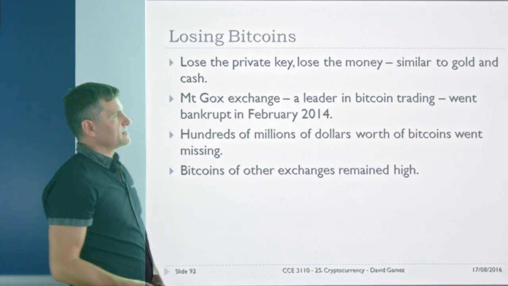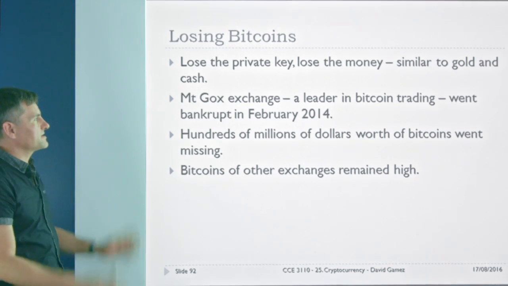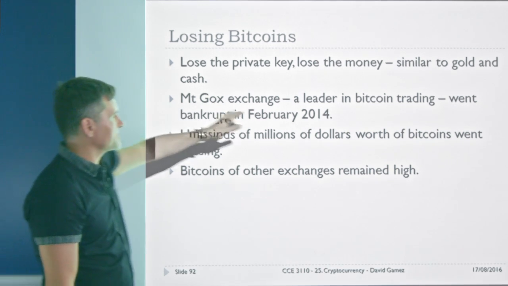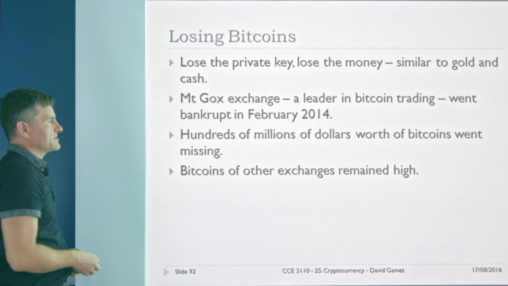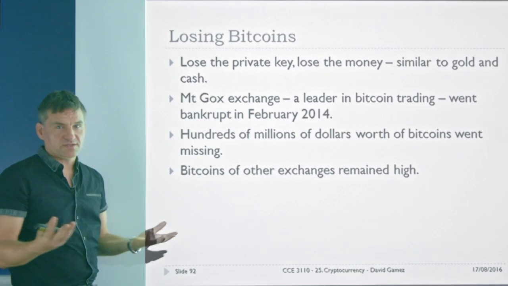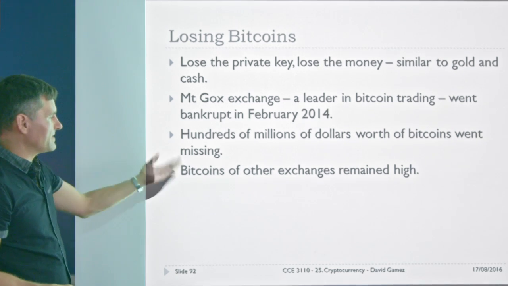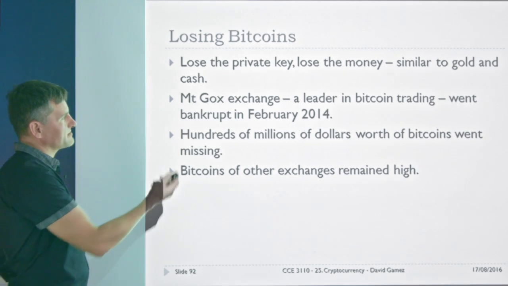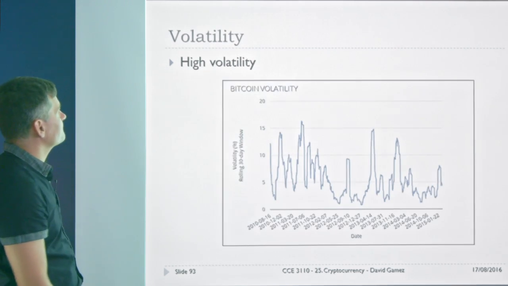Now, if you lose the private key, you lose the money. Same as gold and cash, right? If you lose 50 quid on the street and someone picks it up and takes it, it's gone. So in February 2014, the Mt. Gox exchange, a leader in Bitcoin trading, went bankrupt, and hundreds of millions of dollars' worth of Bitcoins went missing. The files went missing, someone nicked them, who knows? But it's just like cash. If you lose the public-private key pair, you've lost the Bitcoins, end of story. But the exchange rates of other exchanges remained high, so it didn't kill the system, because it's like cash, right? You're not going to abandon gold because someone loses some gold in the sea.